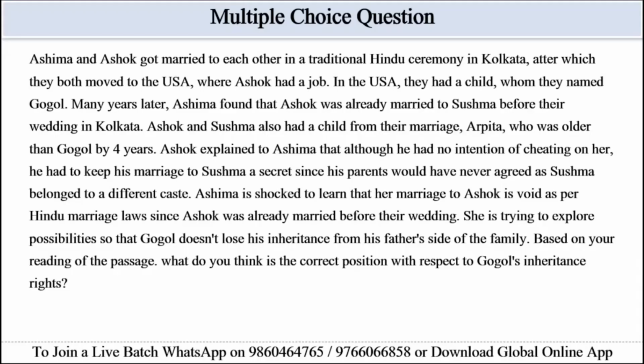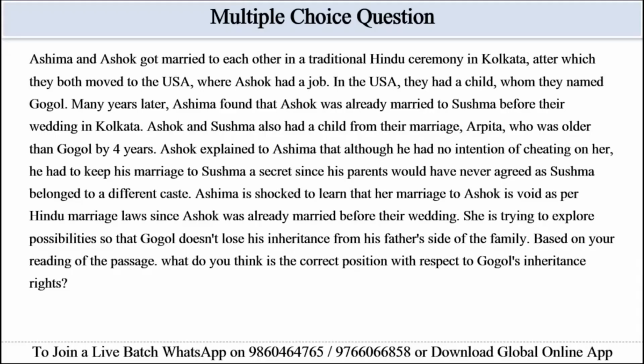Ashok explained to Ashima that although he had no intention of cheating on her, he had to keep his marriage to Sushma a secret since his parents would have never agreed, as Sushma belonged to a different caste. Ashima is shocked to learn that her marriage to Ashok is void as per Hindu marriage law since Ashok was already married before their wedding. She is trying to explore possibilities so that Gongol doesn't lose his inheritance from his father's side of the family.